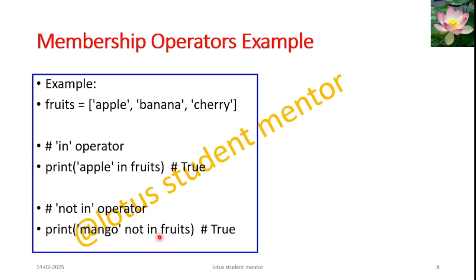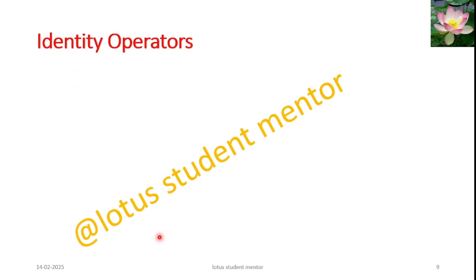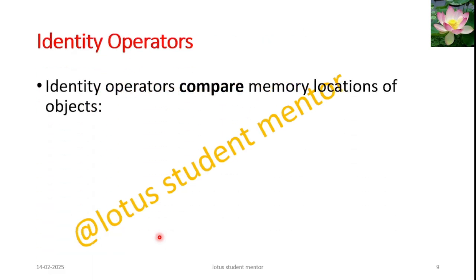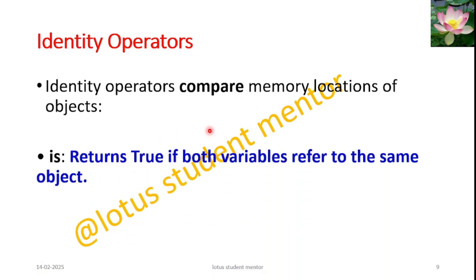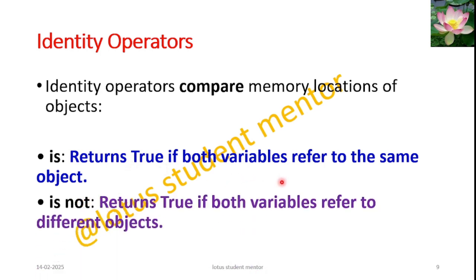These are membership operators. Next, identity operators. These identity operators are highly useful to compare the memory locations of objects. What are the identity operators? They are is and is not. Is returns true if both variables refer to the same object, and is not returns true if both variables refer to different objects.